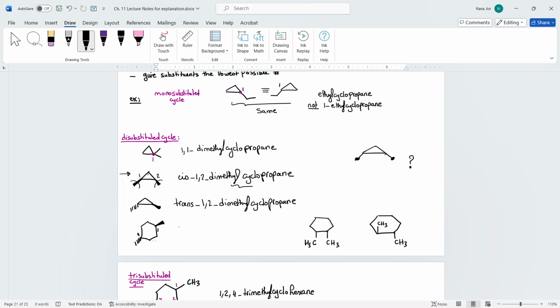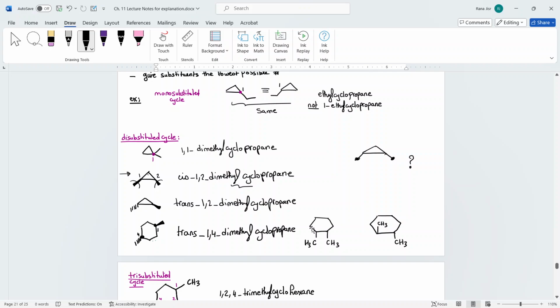Here they are opposite, so that is going to be trans. The substituents are the same, so I can start numbering wherever I want, but from one of them. So that is going to be trans-1,4-dimethylcyclopropane.